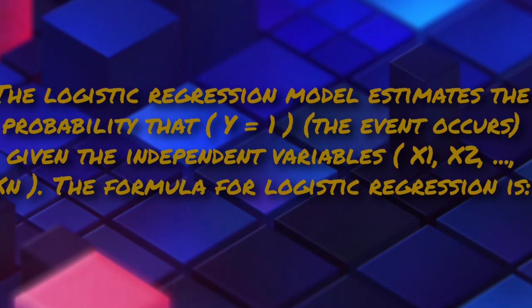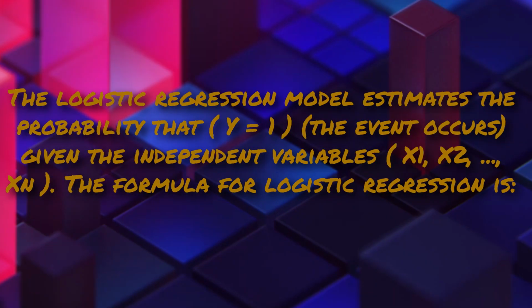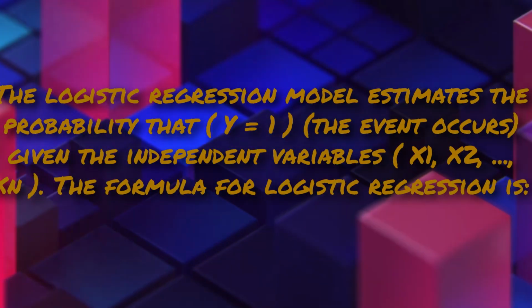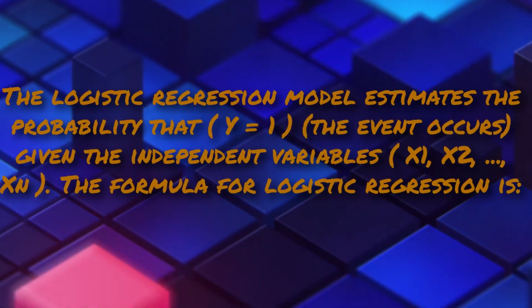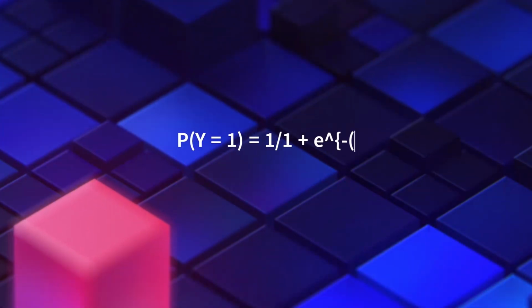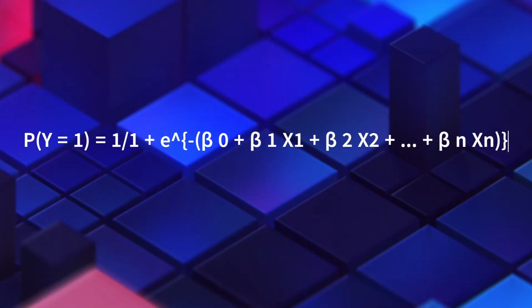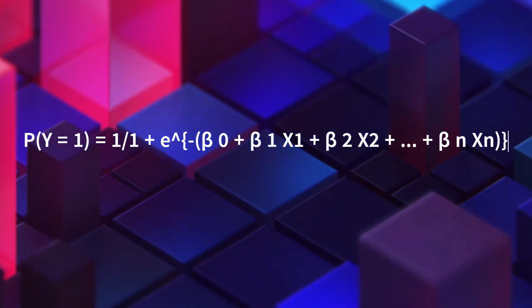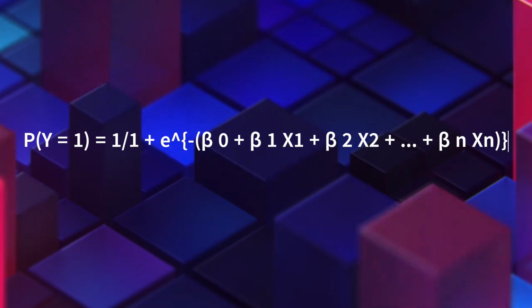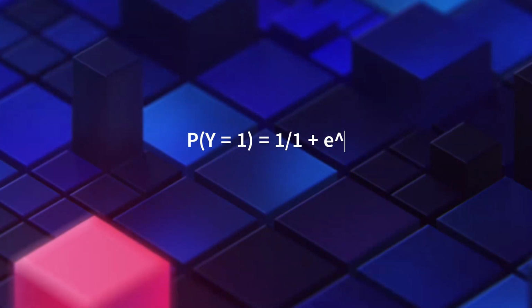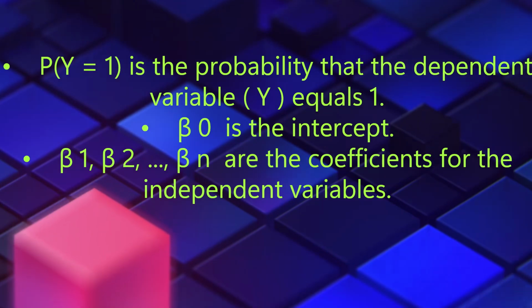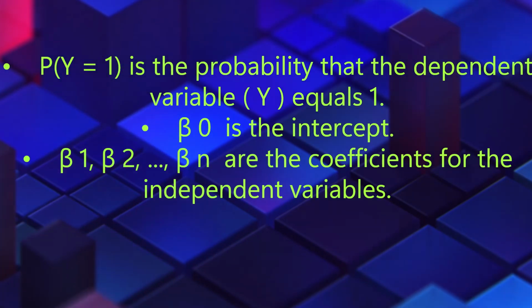The logistic regression model estimates the probability that y equals 1, the event occurs, given the independent variables x1 all the way to xn. The formula for logistic regression is: the probability of y equals 1 is equal to 1 over 1 plus exponential to the power negative (beta naught plus beta 1 x1 all the way to beta n xn), where P(y = 1) is the probability that the dependent variable y equals 1.